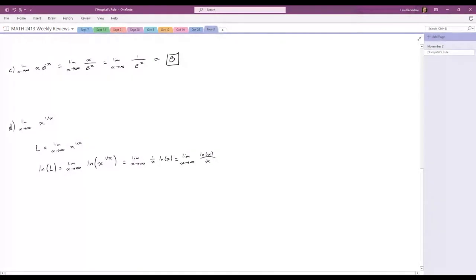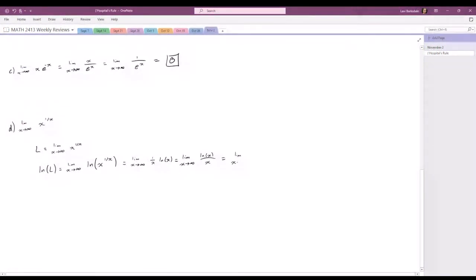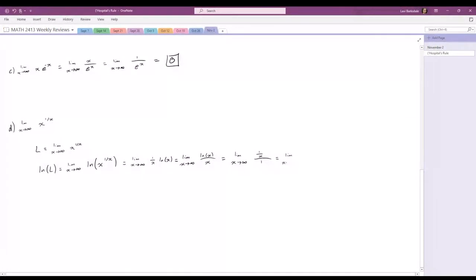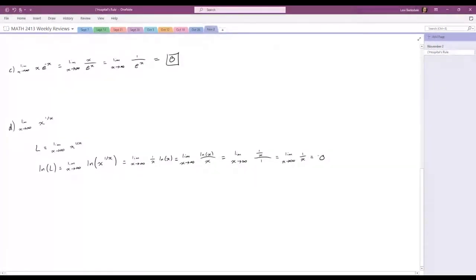Just like the L'Hopital's ones. And when I plug in infinity for x here, I would get infinity over infinity, so I can apply L'Hopital's. The derivative of natural log of x is 1 over x. The derivative of x is just 1. So that would be the limit as x goes to infinity of 1 over x. And this is 0.